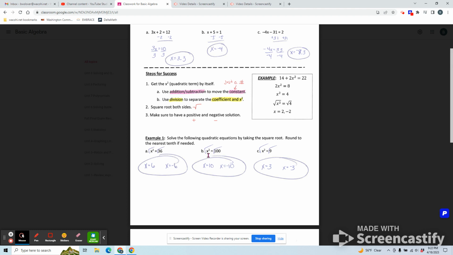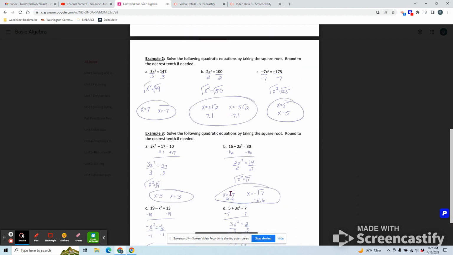Letter B, my x squared, or my quadratic term, is all by itself. So all I have to do is take the square root of both sides, and I get 10 and negative 10. Letter C, same concept. Square root both sides, I get 3 and negative 3. Make sure you have both answers for each one.